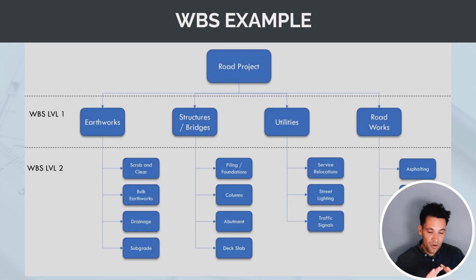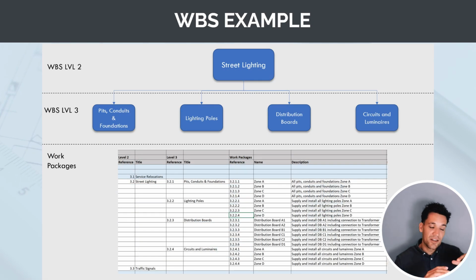So let's imagine a road project where we've got our work breakdown structure level 1. We've broken down the project by trades. So we've got earthworks, structures and bridges, utilities and roadworks. And below this, we've again broken it down by trade. So for the earthworks, we've got clearing and grubbing, bulk earthworks, drainage and subgrade. And we've done this for all the different packages. We've then done this again. So under utilities, we had street lighting, and within street lighting, we've broken it down into the pits, conduits, and foundations. So the civil component of it, installing the poles, the distribution boards, and then the cabling and the light fitting. So the circuits and the luminaires.